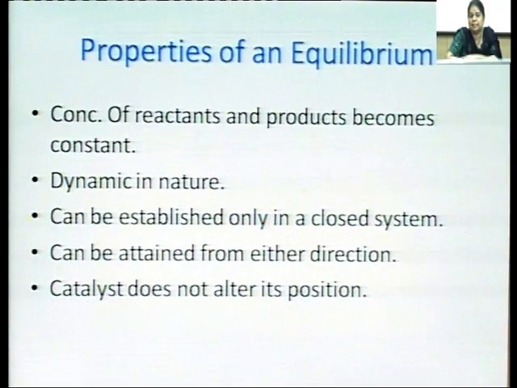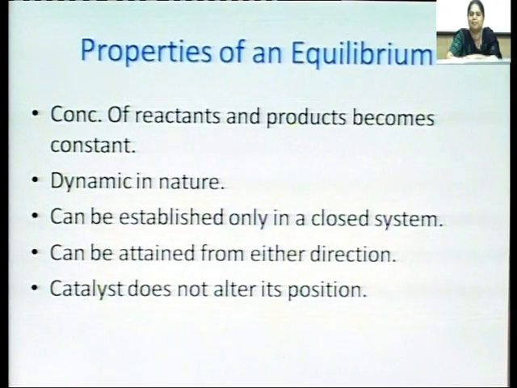And another property, as I have already discussed with you, is that equilibrium can only be attained in a closed system. If the products are allowed to leave the system, naturally the backward or reverse reaction will not be able to take place. If that is not taking place, naturally the equilibrium can't be established. So, we can establish equilibrium in case of reversible reactions only in a closed system.